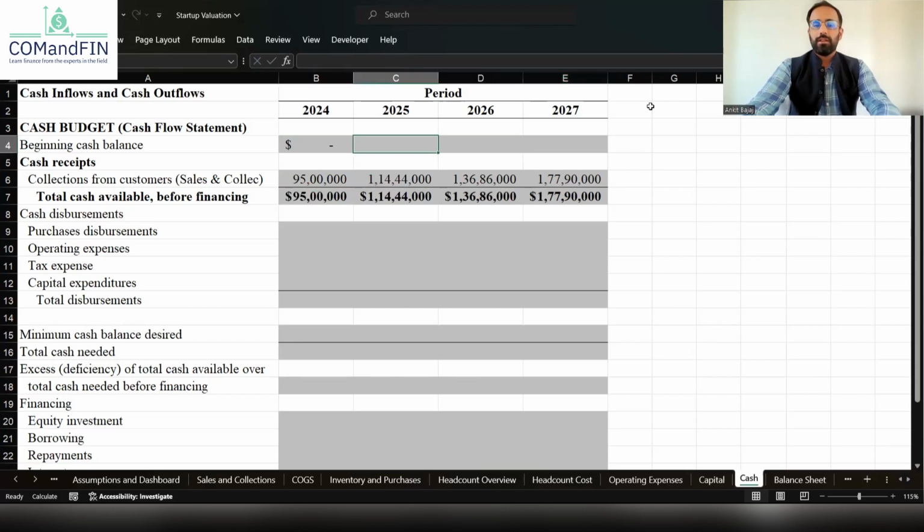We have not included here the opening balance. Now, after that, what we have to do is record here the cash disbursement, right? How much you have paid during the year.